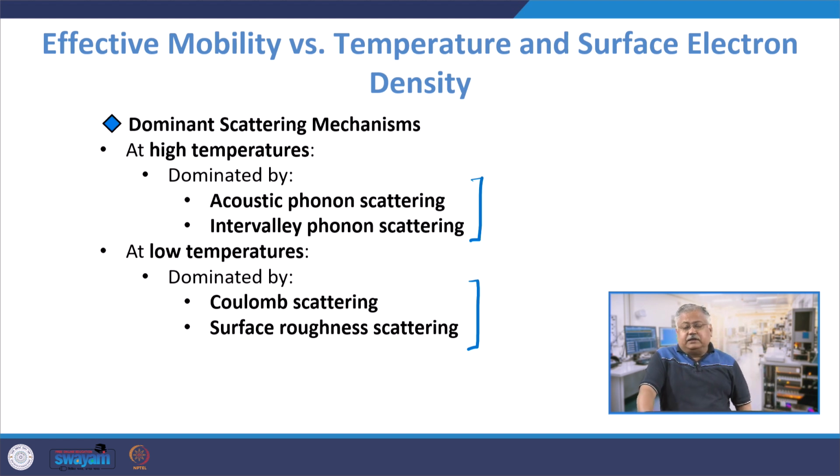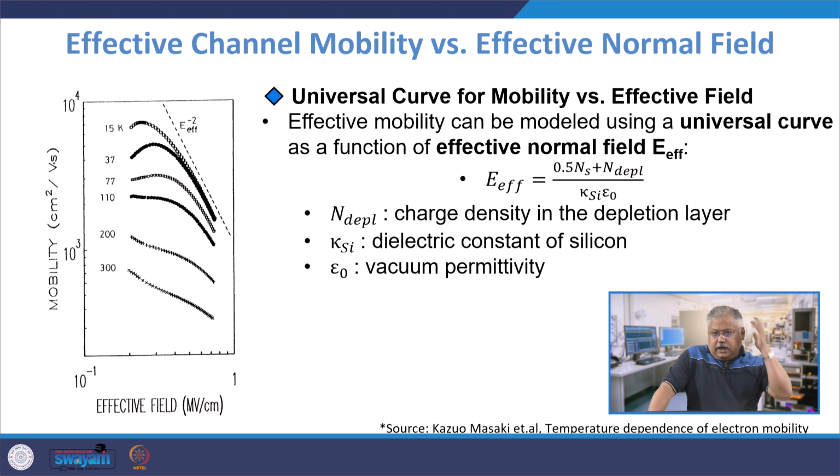Coulomb and surface roughness scattering I have already explained to you in our earlier lectures, right. And the transition takes place somewhere around 100 to 200 Kelvin, 100 to 150 Kelvin, right. It is quite interesting to study the behavior of temperature on the mobility. Now, let us come to the next point.